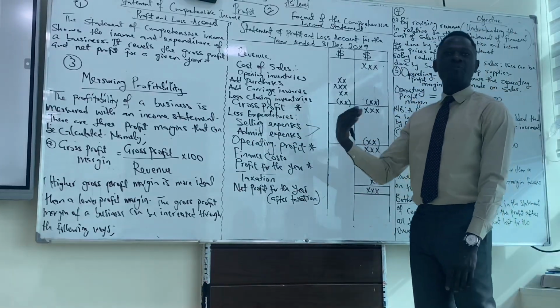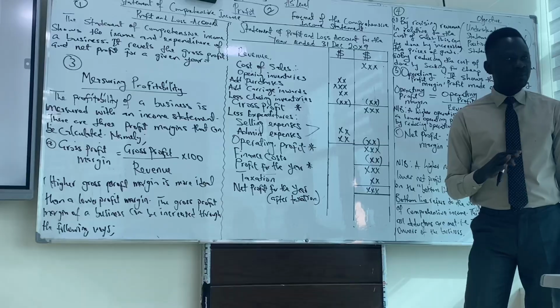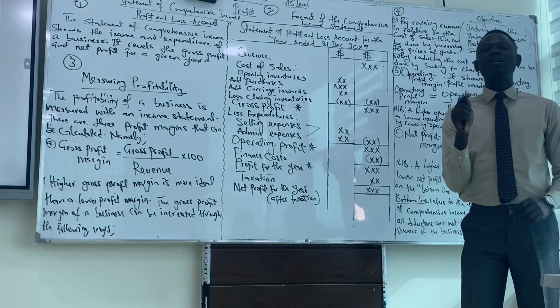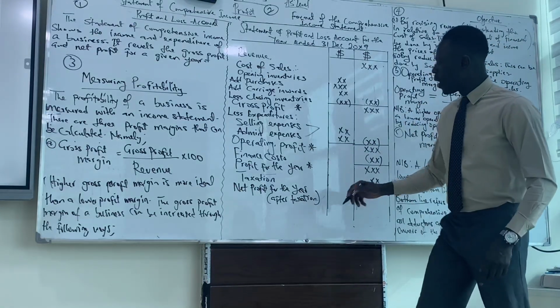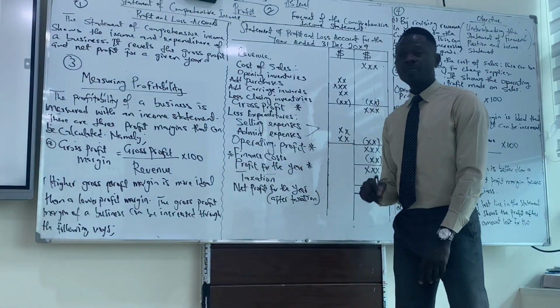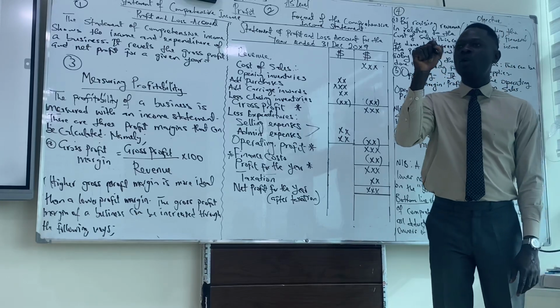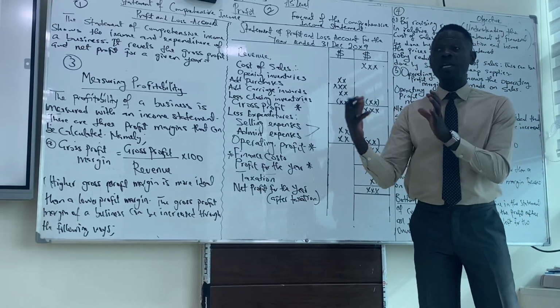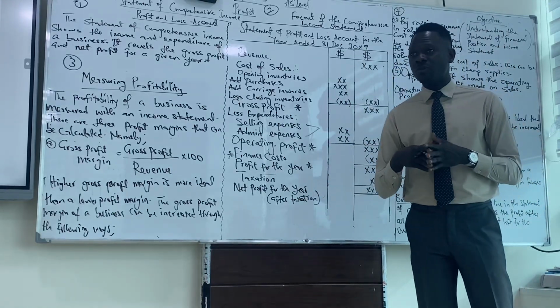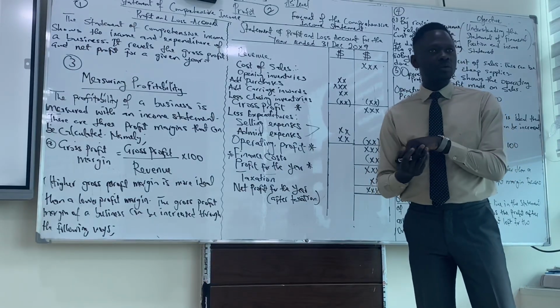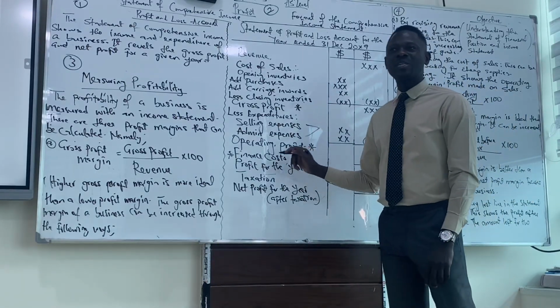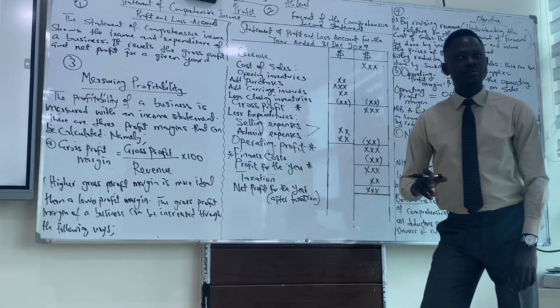Then we have to go to the profit for the year. How do we get the profit for the year? The profit for the year is derived from taking away the finance cost. Why do we call it finance cost? We call it finance cost because this amount of money is being paid based on the loans we take from the bank. As soon as you take a loan from the bank, you have to pay interest on the loan, right? So the interest you pay on loan is part of your finance cost. You have to take it away from your operating profit.